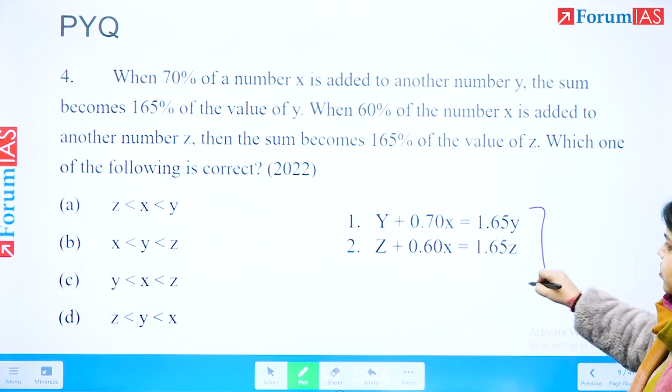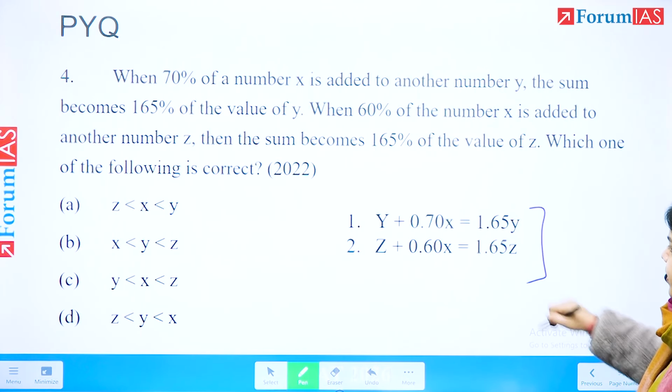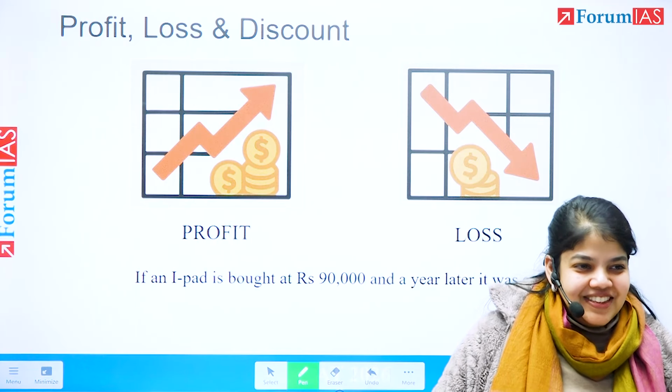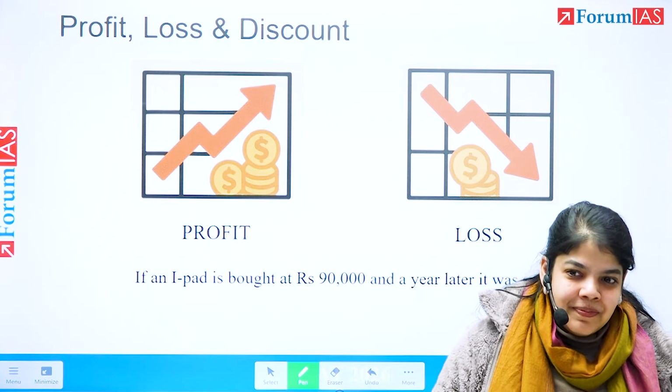So we just had to do 2 equations and solve it. Now, profit, loss and discount. I hope all your concepts from yesterday's class are now clear. Okay, this is exactly what we did yesterday. Now, when we say profit, loss and discount, these are commonly heard terms. इतना profit हो जाएगा, मुनाफा हो जाएगा, फायदा हो जाएगा, या नुकसान हो जाएगा. So when we say profit, it means that you have something to gain.